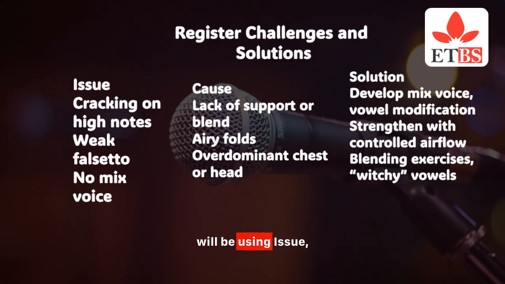Register challenges and solutions. In this course, we will be using issue, cause, and solution in our table. First, cracking on high notes: lack of support or blend. Develop mixed voice, vowel modification. Second, weak falsetto: airy folds. Strengthen with controlled airflow. Third, no mixed voice: over-dominant chest or head. Blending exercises, witchy vowels. Fourth, strain at passaggio: incorrect vowel or posture. Adjust vowel shape, reduce pressure. Fifth, flat high notes: insufficient breath support. Improve diaphragmatic strength.